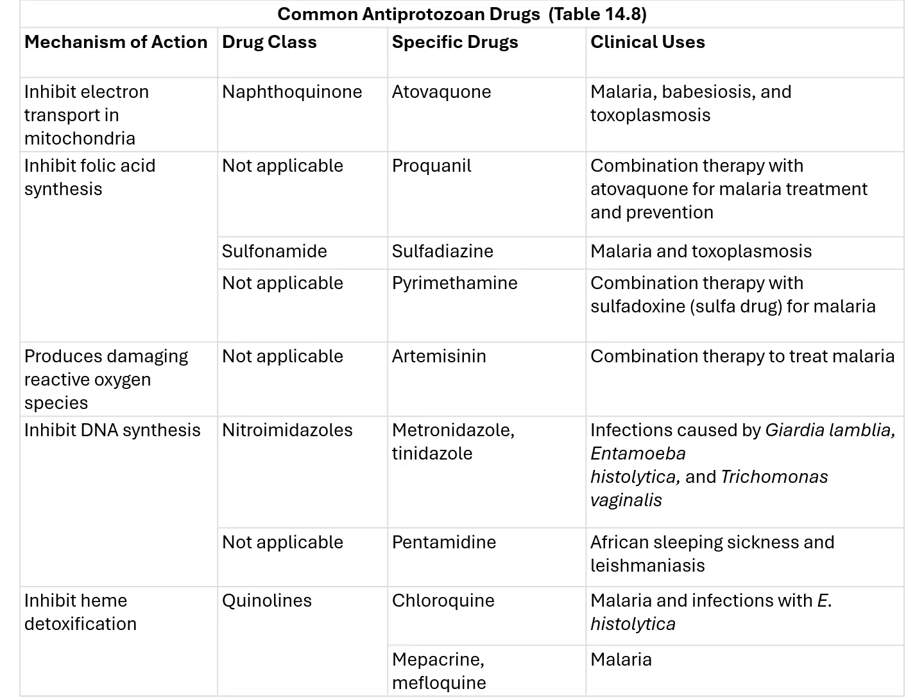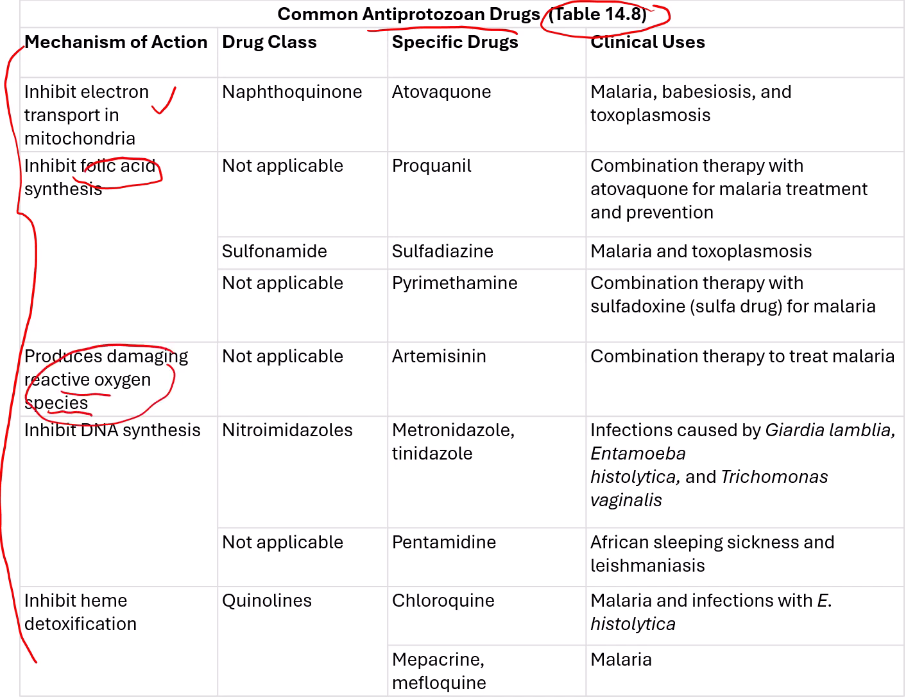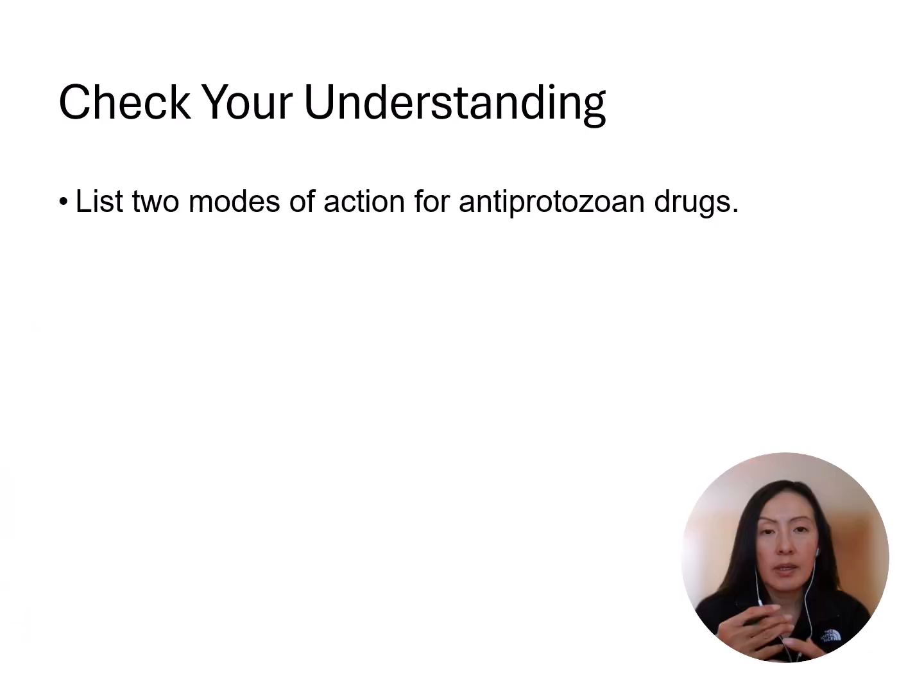Like the previous section, our book also has a table of antiprotozoan drugs, and take a look at their mechanisms of action. We can inhibit electron transport in mitochondria, inhibit folic acid synthesis, make reactive oxygen species that can damage the cell, inhibit DNA synthesis, or inhibit heme detoxification. This checkpoint asks us to list 2 modes of action for antiprotozoan drugs.